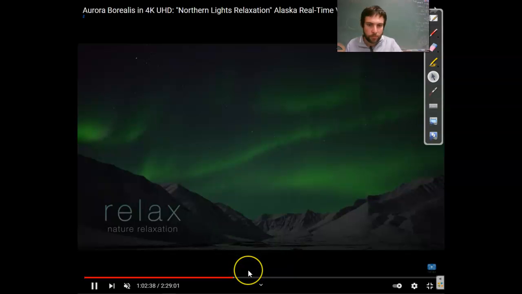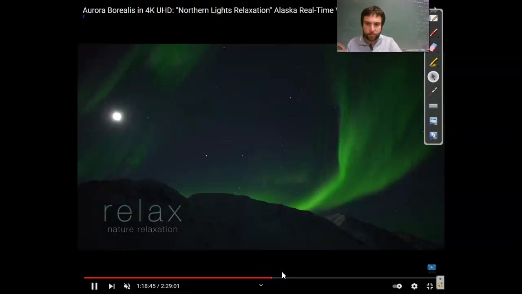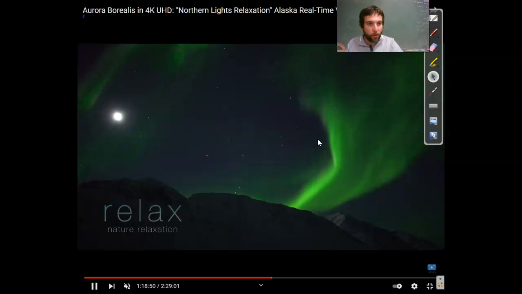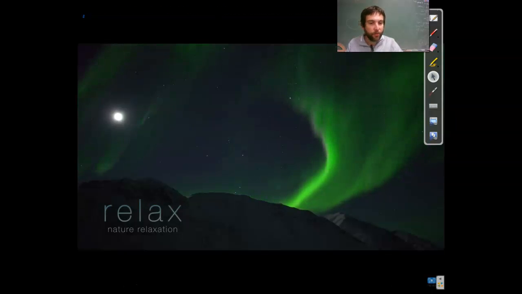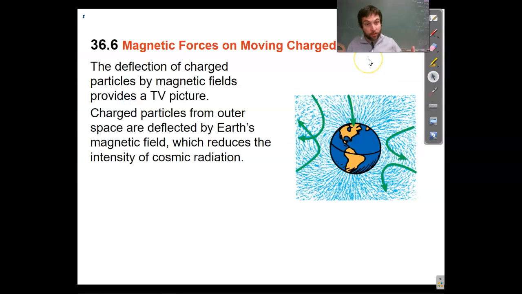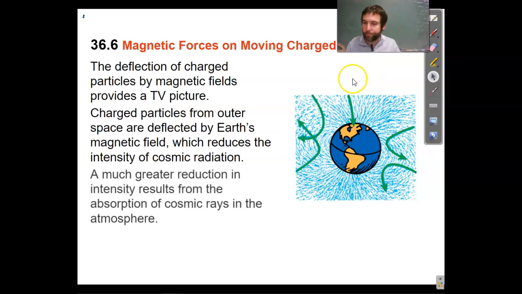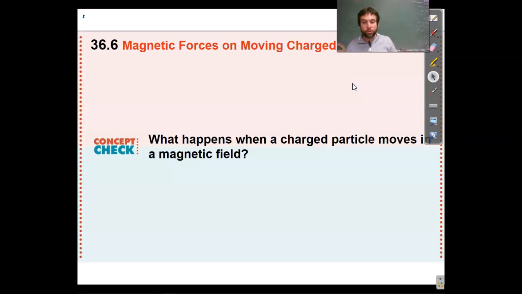Charged particles from outer space are deflected by Earth's magnetic field, which reduces the intensity of cosmic radiation. So that's where you get pictures like this, the aurora borealis, northern lights. You can see the movement there. That's the particles interacting with Earth's magnetic field. That shield protects us from harmful radiation getting to Earth's surface. A much greater reduction in intensity comes from the absorption of cosmic rays in the atmosphere. So the atmosphere is also absorbing some of these cosmic rays to help protect us. So by now, you should be able to answer what happens when a charged particle moves in a magnetic field.